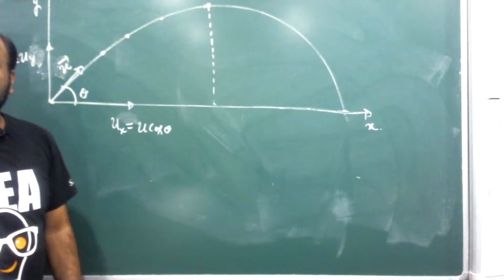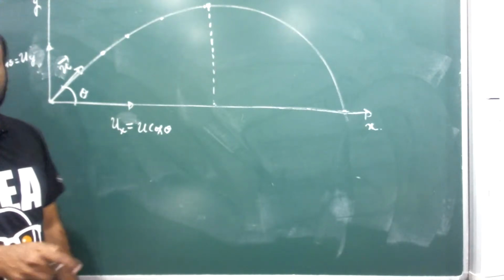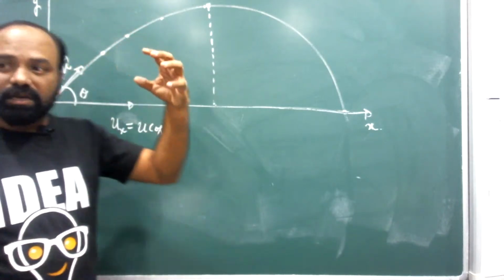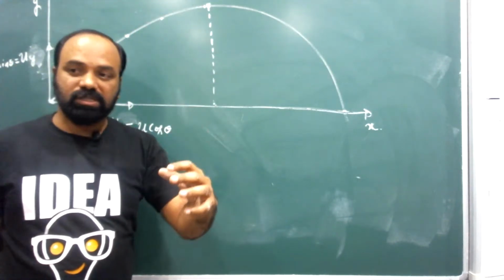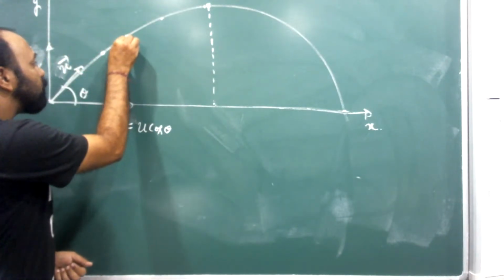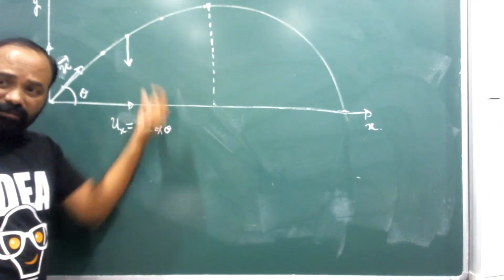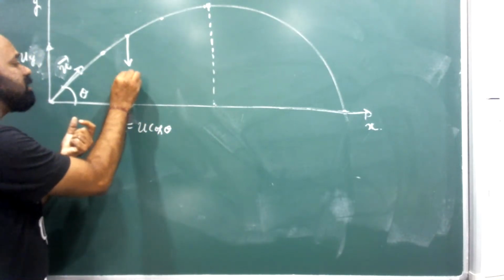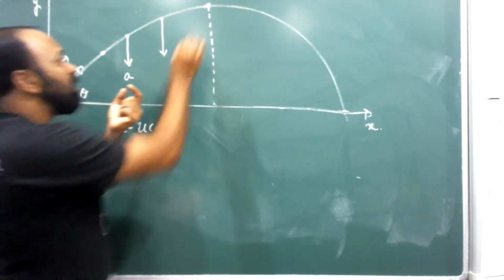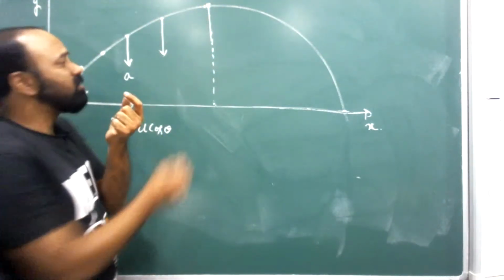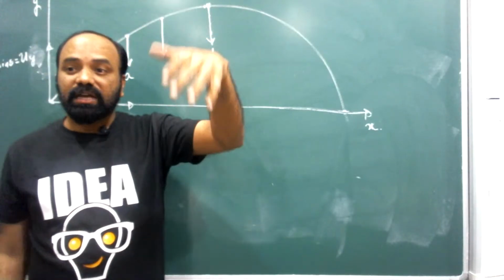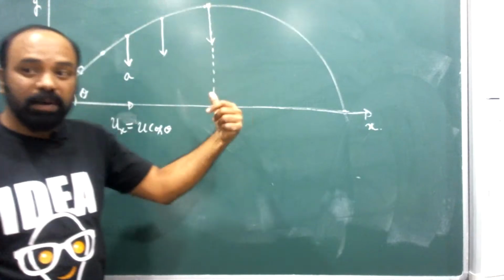Suppose I ask, what is the acceleration direction at this point? We learned that acceleration direction is always in the direction of the force. The gravitational pull is acting in the downward direction, so this is the direction of acceleration here, and here as well. The acceleration direction is always in the direction of the gravitational force in this particular case.